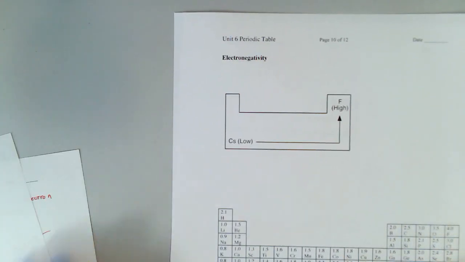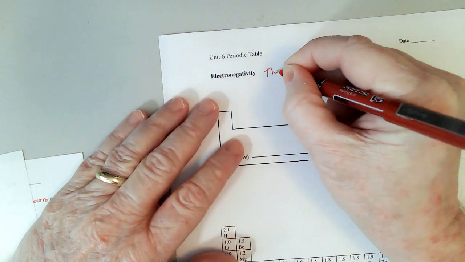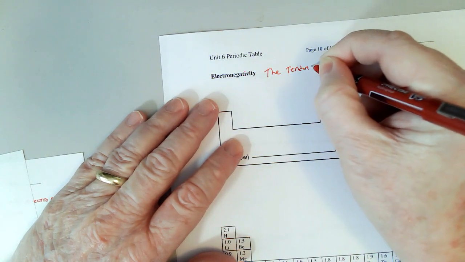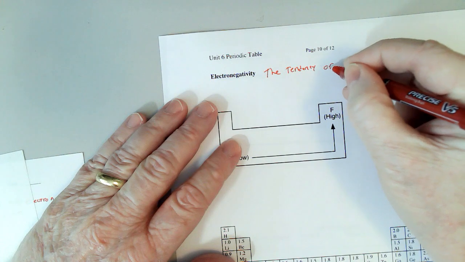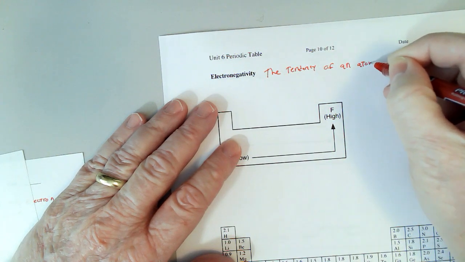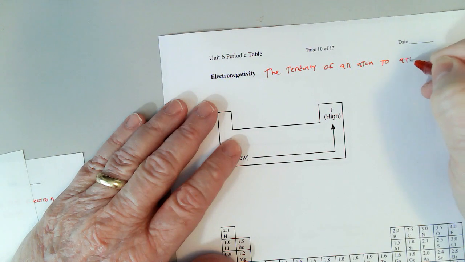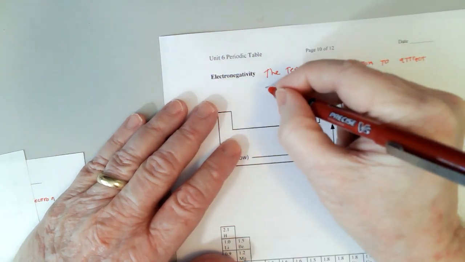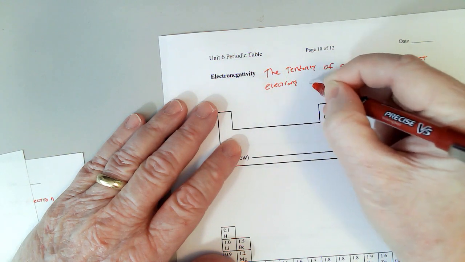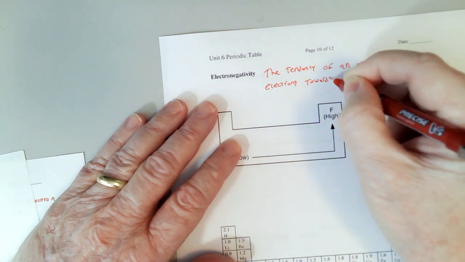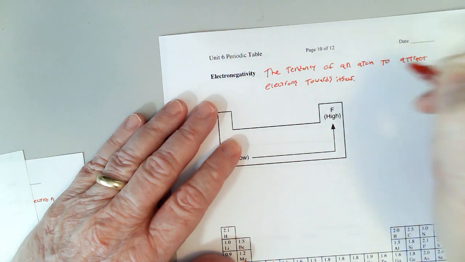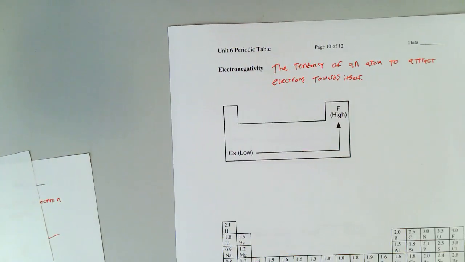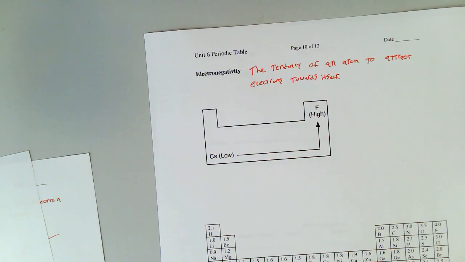I'm going to move on to the next page now, talk briefly about electronegativity, although it comes up much more in our next chapter. So electronegativity we can call the tendency of an atom to attract electrons towards itself. Okay. Again, we're talking about the same thing here. It's the attraction. It's Coulomb's law.